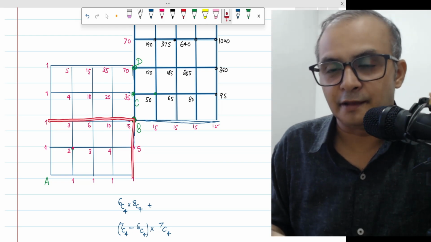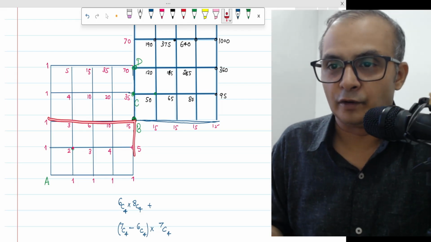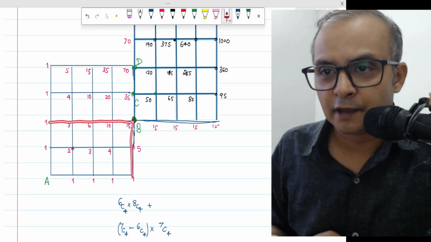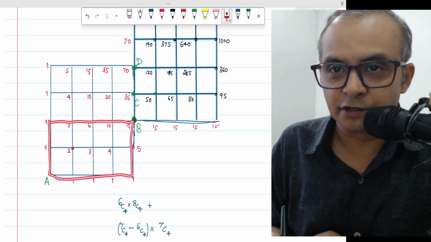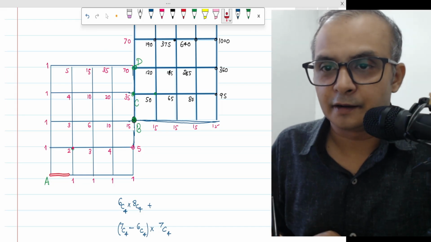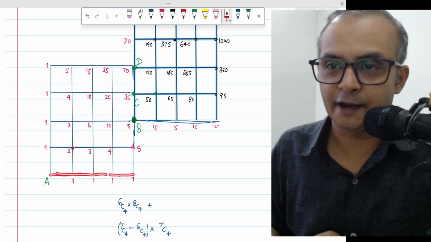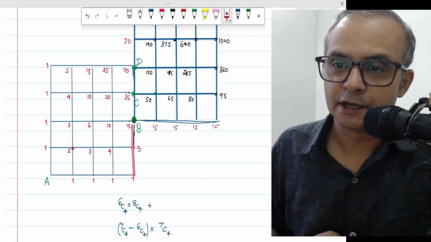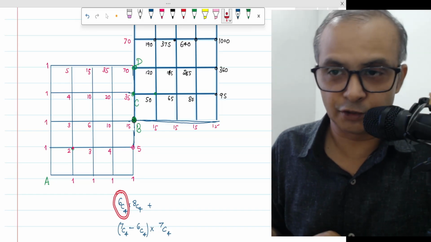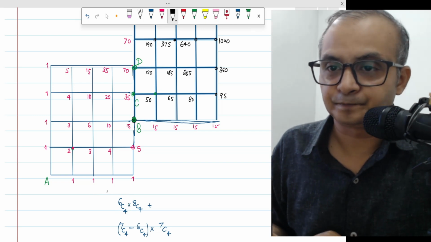To reach B, the number of ways is 6C4, because this is the rectangle I have to consider to reach B from A. It means you are moving 4 units to the right and 2 units up. So total 6C4, because 6 factorial divided by 4 factorial into 2 factorial. This gives you the number of ways to reach B.